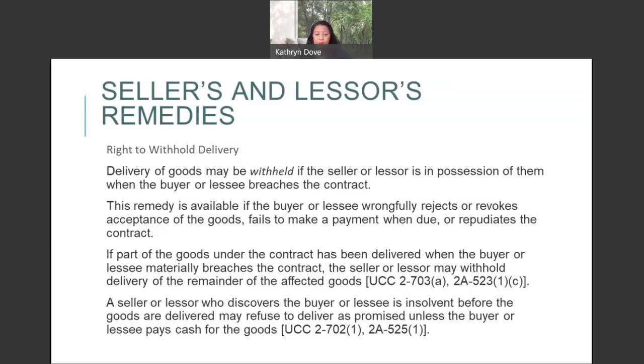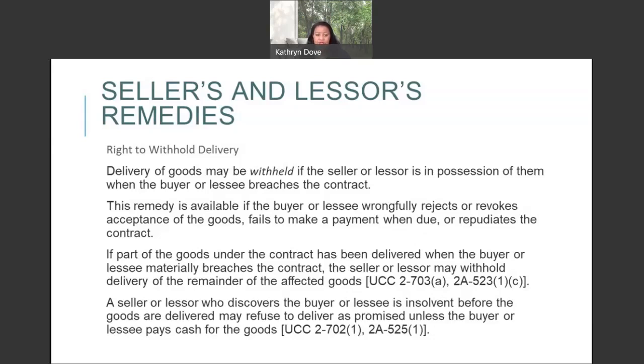The remedy is available if the buyer wrongfully rejects or revokes acceptance of the goods, fails to make a payment when due, or otherwise repudiates the contract. If part of the goods under the contract has been delivered when the buyer materially breaches, the seller may withhold delivery of the remaining affected goods. So if the seller is to ship 15 items, the seller ships the first 10, and the buyer rejects them, the seller's not required to ship any more.